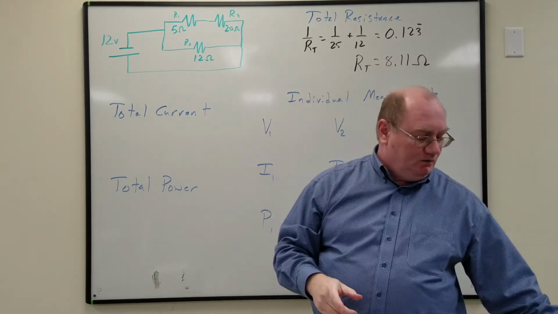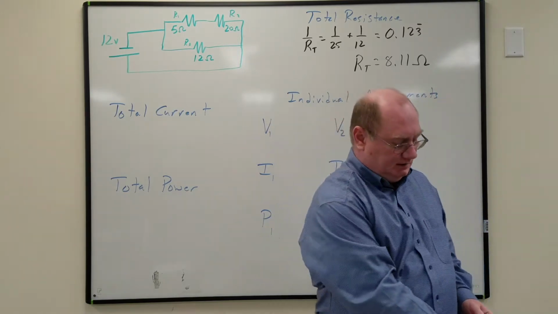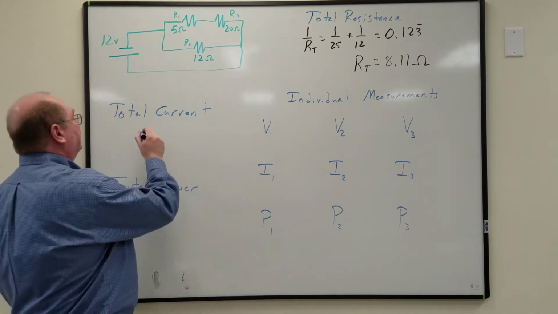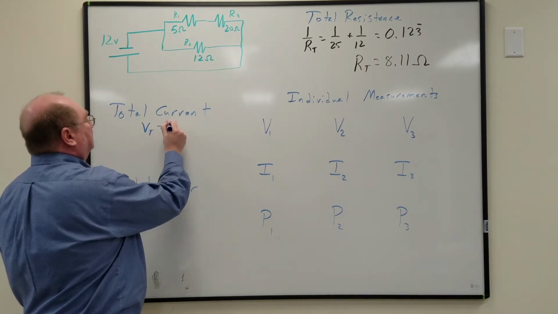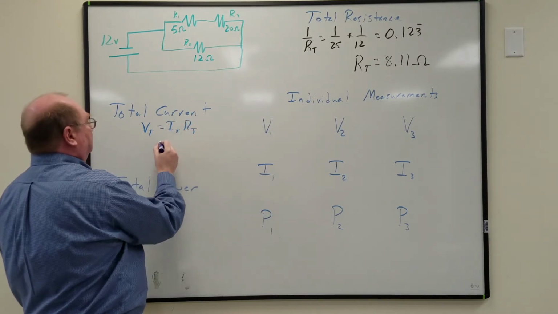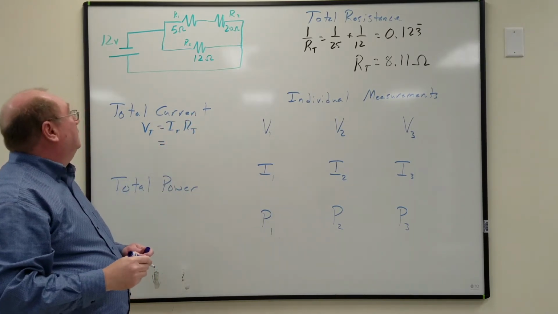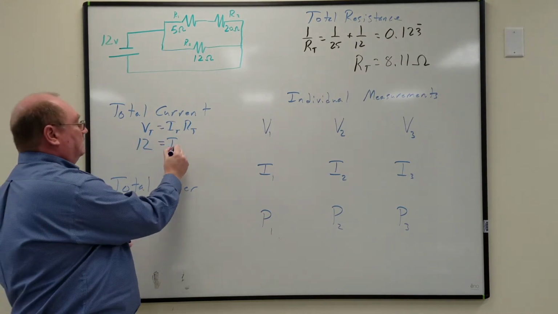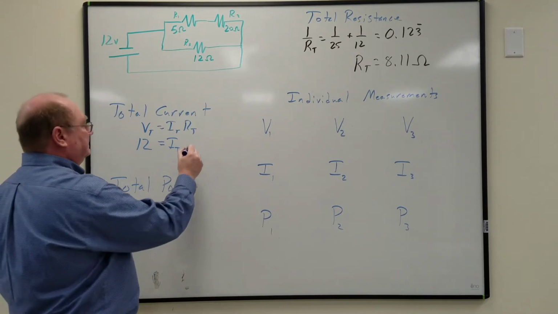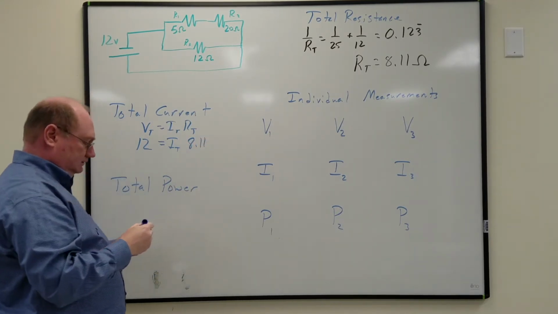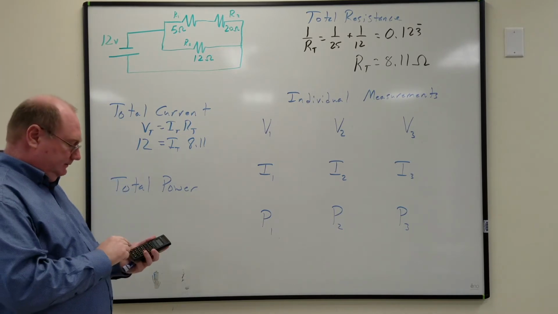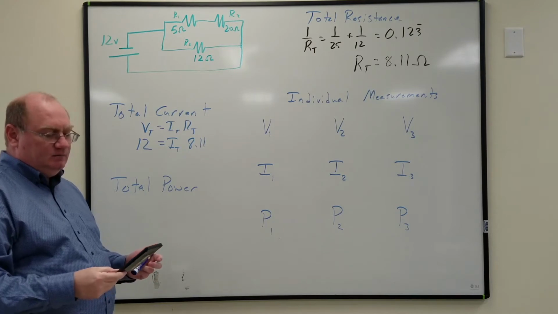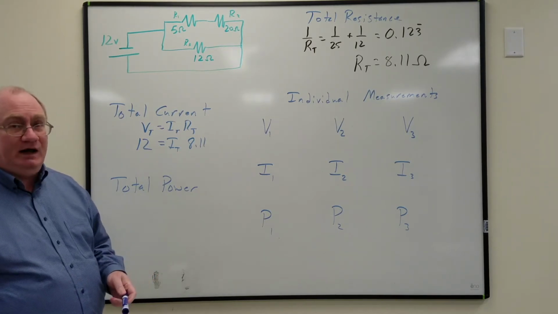Now that we've got that, we're going to go ahead and figure out the total current in the circuit. To figure out the total current, we're just going to use V equals IR, Ohm's law. The voltage is 12 volts. The current is what we're looking for, and the resistance is 8.11 ohms. So divide, and we get 1.48 rounded.